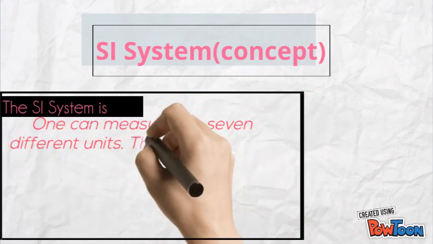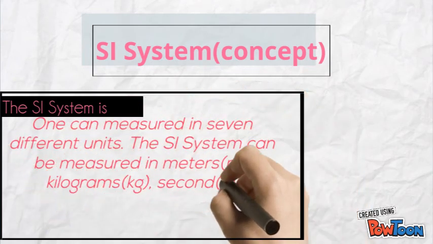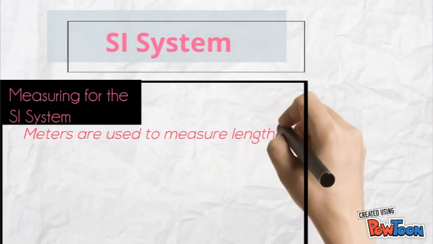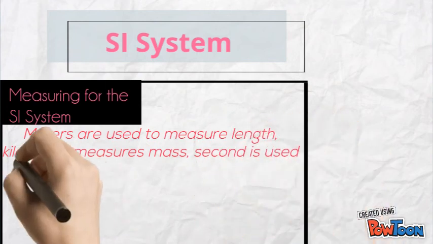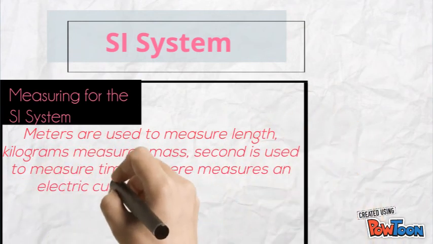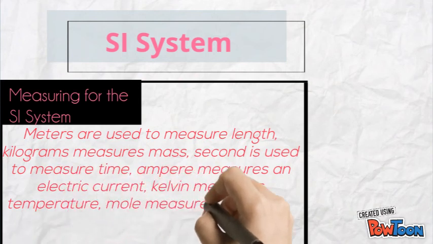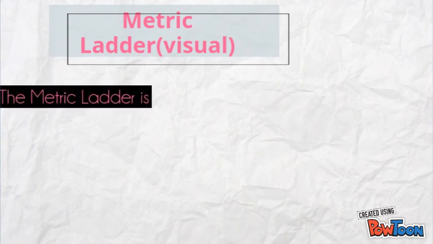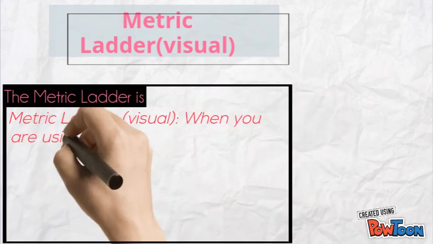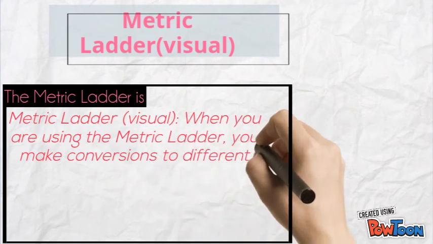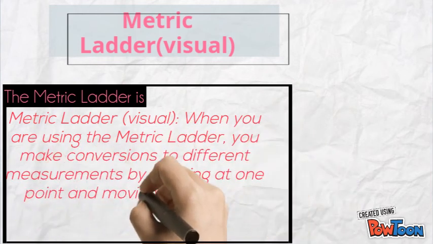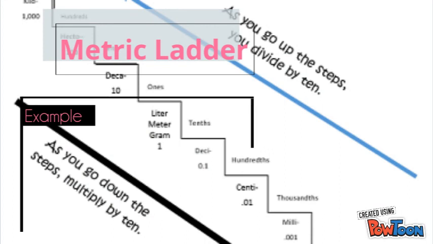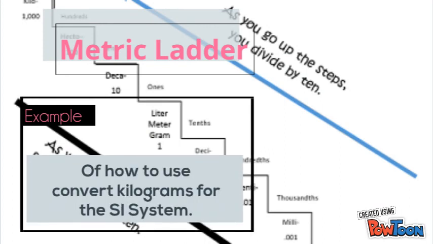The SI system can be measured in meters, kilograms, seconds, amperes, Kelvin, mole, and candela. Meters are measured in length, kilograms in mass. Second is time, ampere is used to measure electric current, and there are Kelvin measurements, mole measurements, and candela measurements. When you are using the SI system, this is an example of how to convert kilograms.